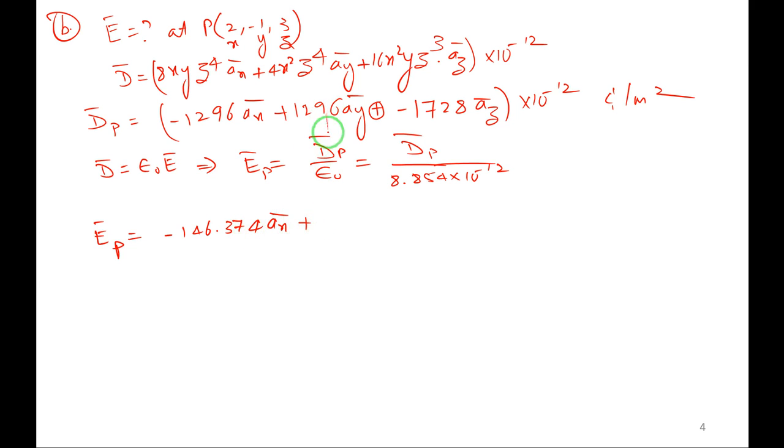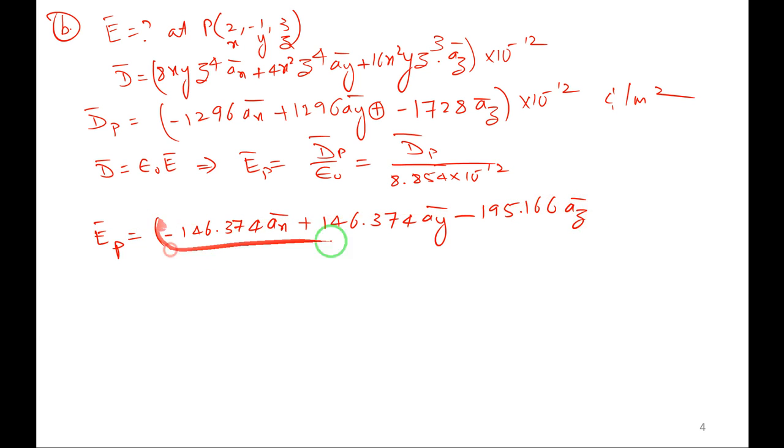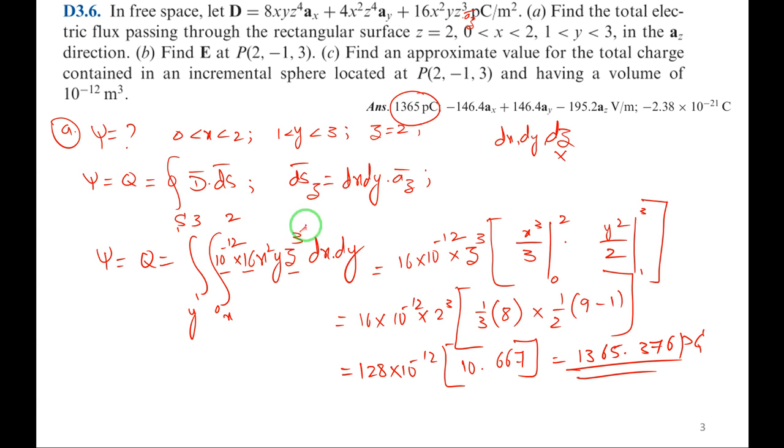Then it is also 1296 divided by same thing, I will get 146.374 ay. Then third one minus 1728 divided by 8.854. So I'm getting it as 195.166 az. So what is the unit of electric field? It is volt per meter. Just cross verify. Minus 146 plus 146 minus 195, right? We're getting the same answer, volt per meter. E at point P is over.